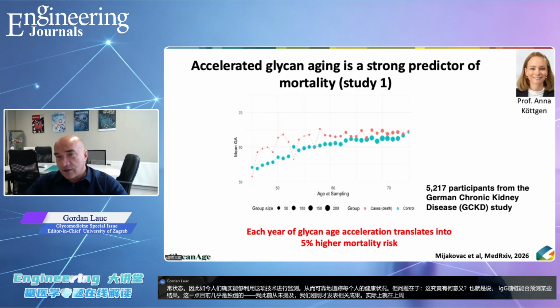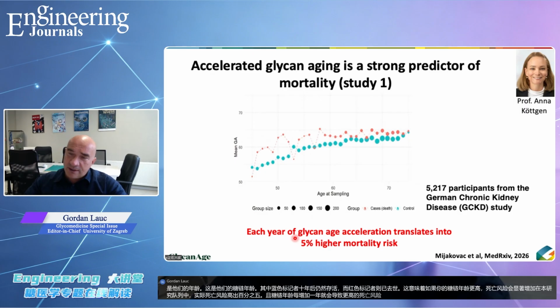This study on 5,000 people collected in Germany 10, 15 years ago. This is their age. This is their glycan age. And the blue ones were still alive 10 years later. The red ones died in the meantime. Meaning, if you have a higher glycan age, your risk of dying is much higher. And it's actually 5% higher mortality risk in this cohort for each increase in the glycan age year.